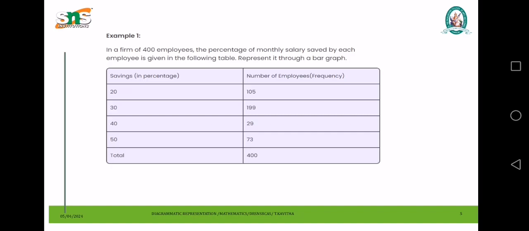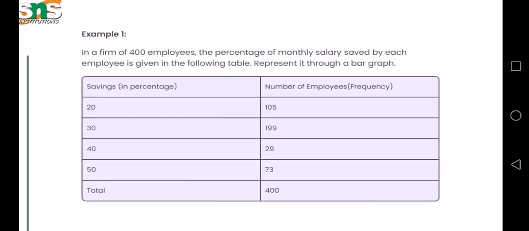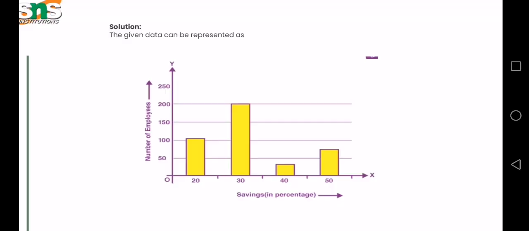This is the example for a bar diagram. In a firm of 400 employees, the percentage of monthly salary saved by each employee is given by the following table. Represent it through a bar graph. Savings in percentages: 20, 30, 40, 50. Number of employees, frequencies: 105, 199, 29, 73. The total is 400. This is the solution.